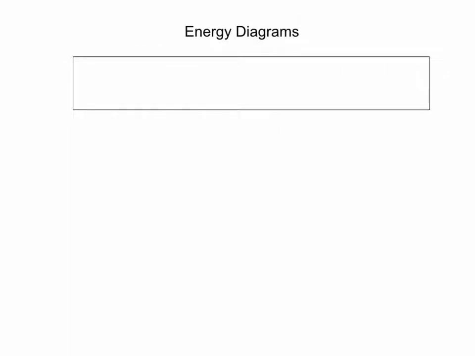Why are some reactions exothermic and some endothermic? Well, to explain that, we first need to understand that all molecules have a certain amount of energy. The more energy they have, the more reactive they are.